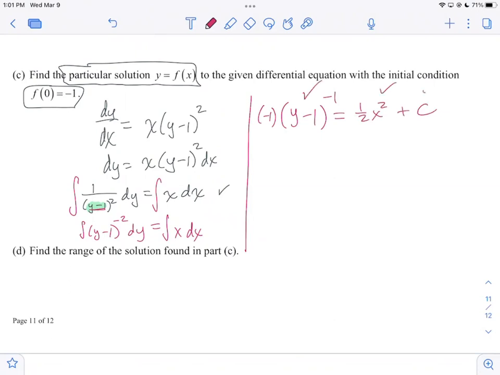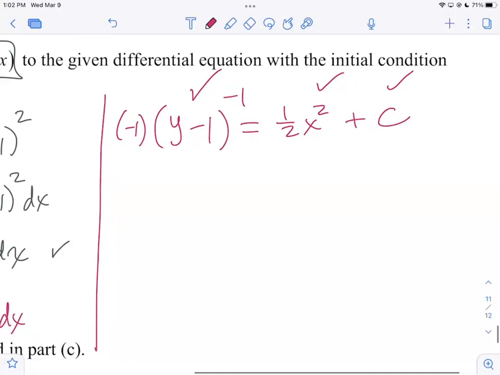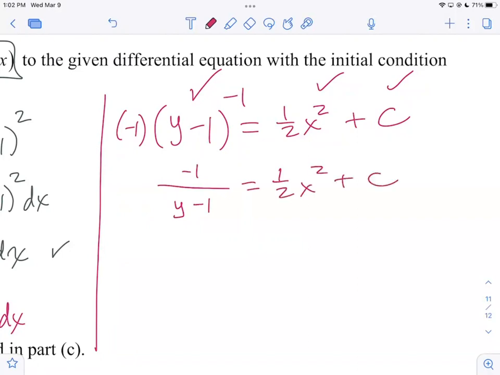So this right here could either be worth 2 checks or 3 checks. Sometimes they give you a separate check for each antiderivative, and sometimes they give you 1 check for both antiderivatives. In this case, it's probably 1 for both because they're both power rules. It's kind of from the same family. But you put the plus c right here, right now, right away. Yes? All right. Now let's find the general solution. If you want to clean this up, that's negative 1 over y minus 1 equals 1 half x squared plus c. What would you do algebraically here if you were solving?